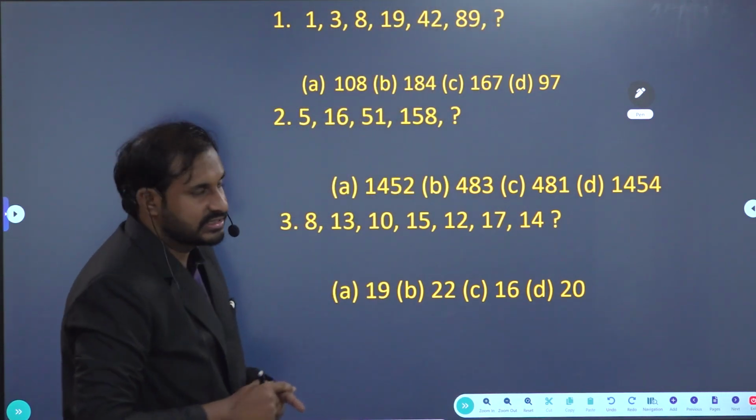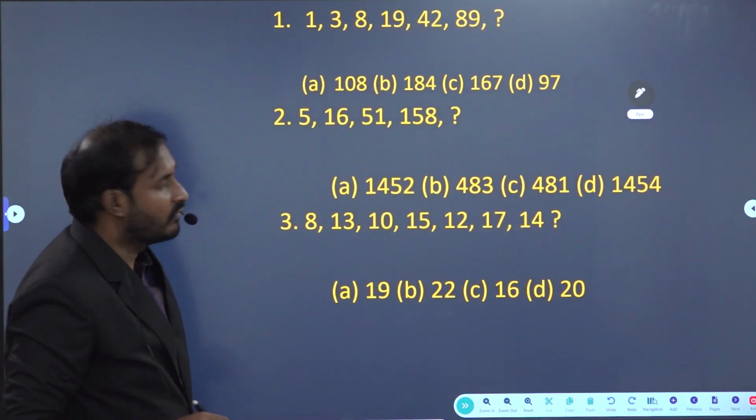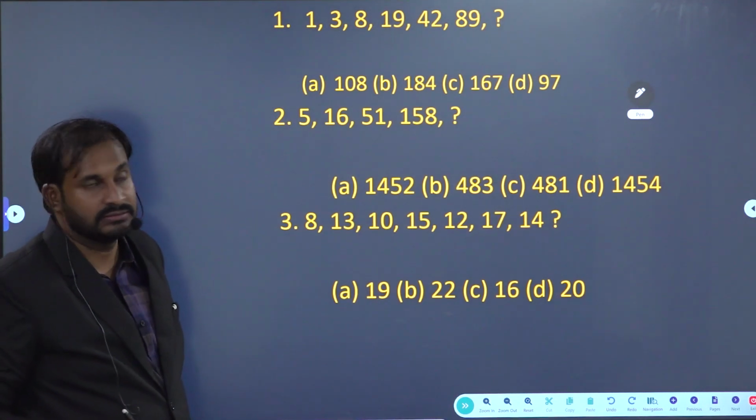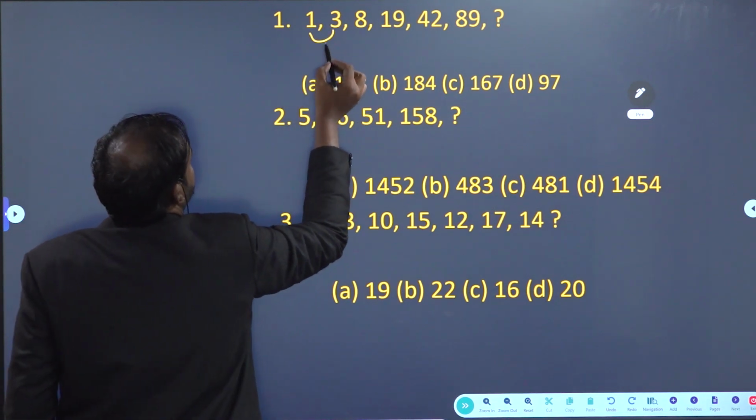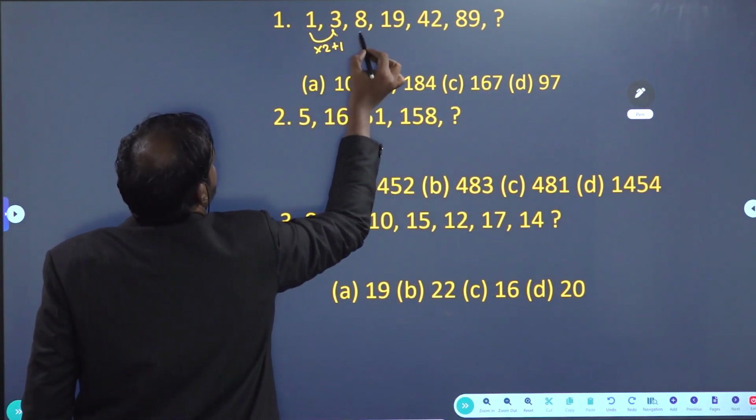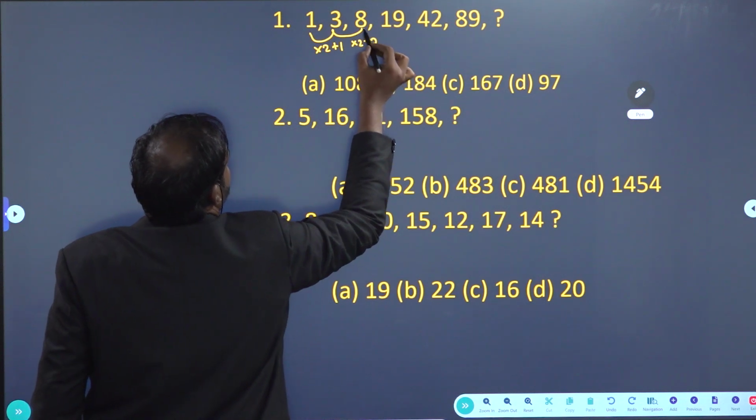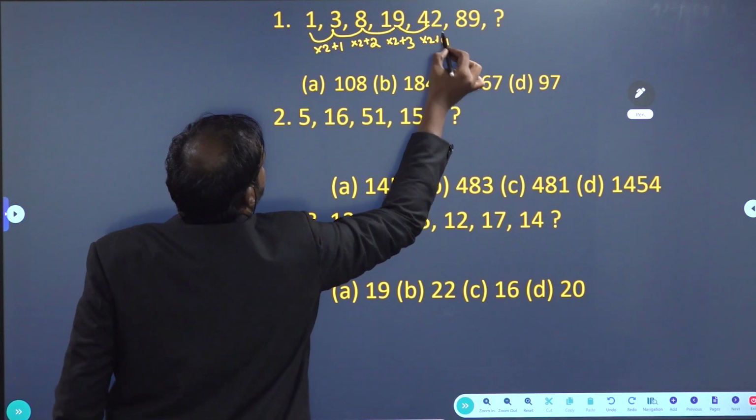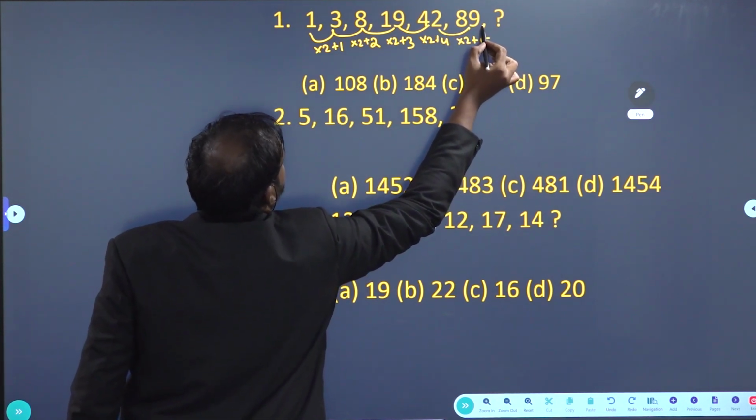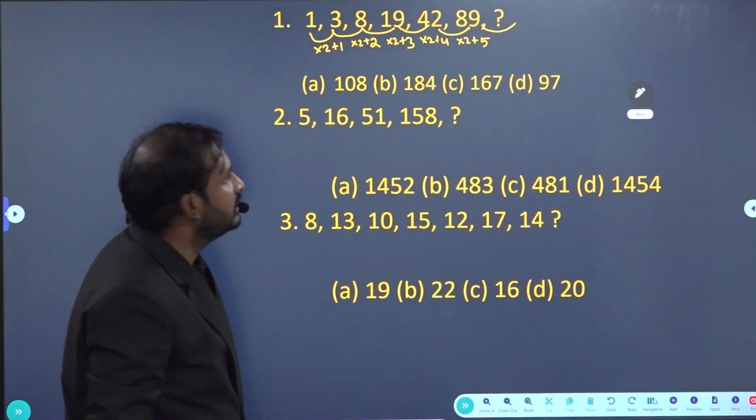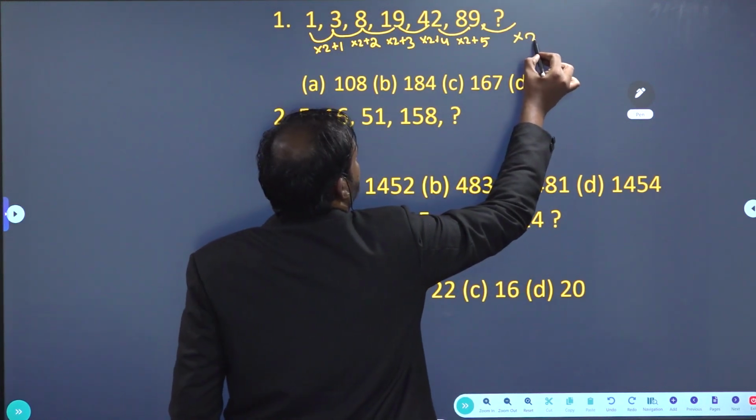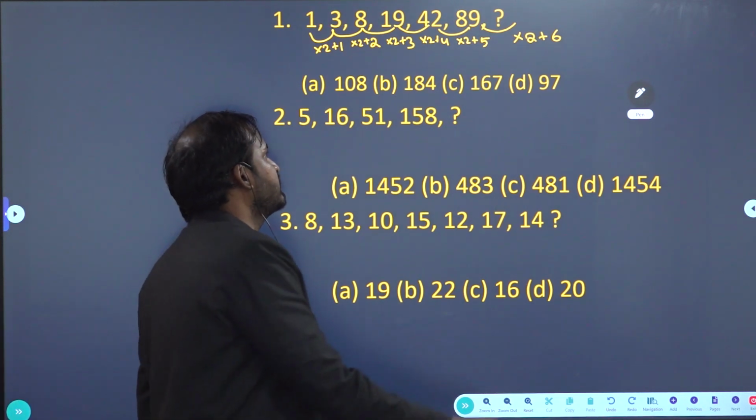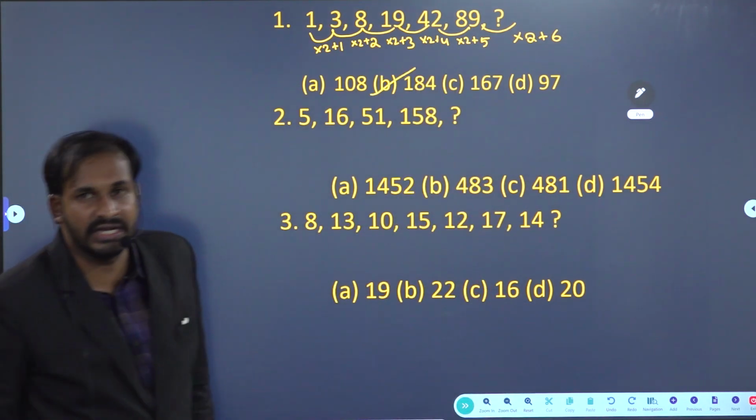Think of the multiplication case. How can 1 become 3? 1 into 3 is 3, or else 1 into 2 plus 1. So what is the logic actually here? Into 2 plus 1. Next, into 2 plus 2. Next, into 2 plus 3. Next, into 2 plus 4. Next, into 2 plus 5. Then how will 89 become the next one? Into 2 plus 6. 89 twos are 178. 178 plus 6 becomes 184. 184 will be our answer.